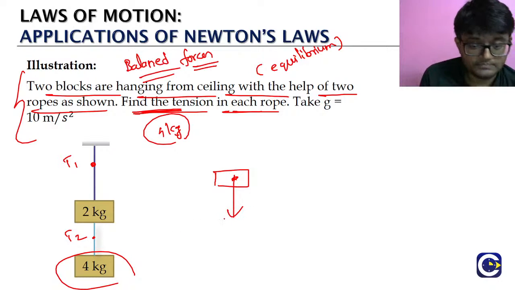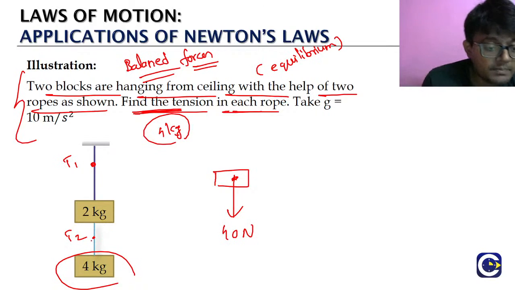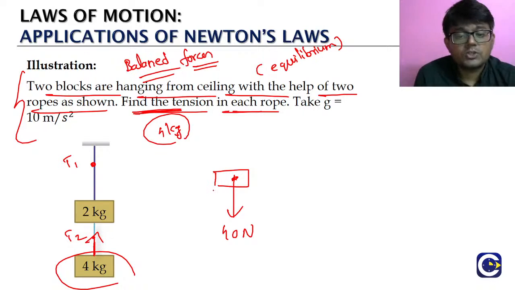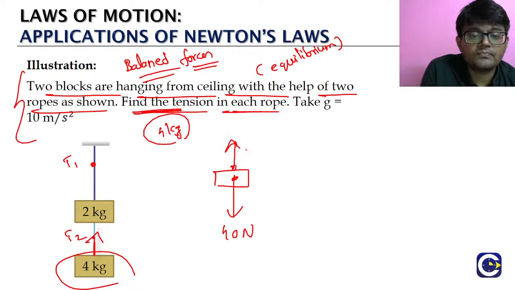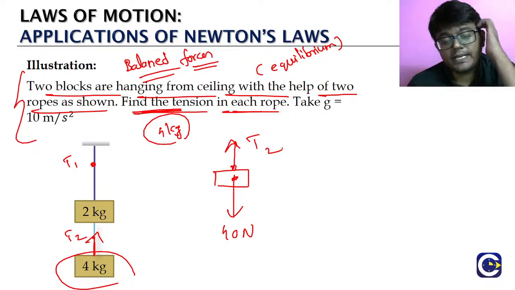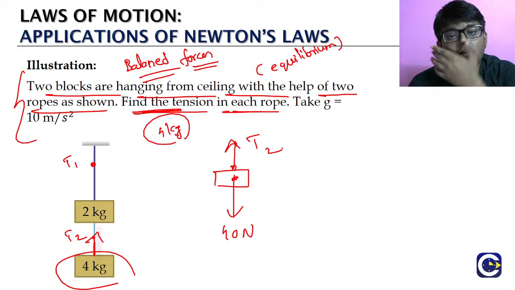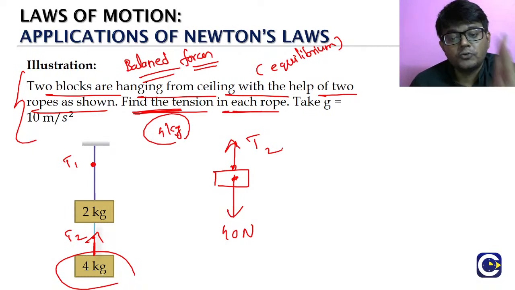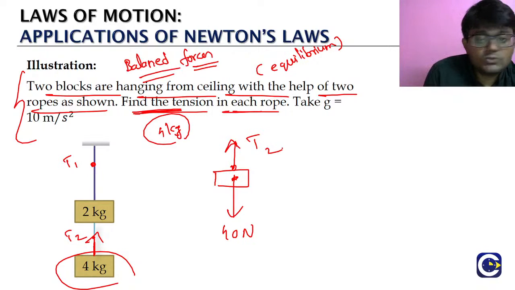The weight of the 4 kg block is 4 into g, that is 4 into 10, 40 newtons, in the downward direction. The 4 kg block is connected to the rope, so there is tension T2, because that is the second rope, right? So on the 4 kg block, how many forces are there? 2 forces. One force is the block's own weight, then the tension, that's all, right? There is no other force.